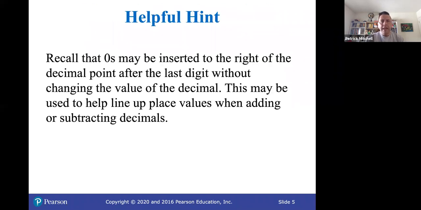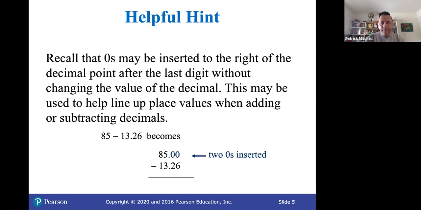And remember that you can add zeros onto the end of a decimal, and that will help you line them up. So for example, if you were doing 85 minus 13 and 26 hundredths, you would write that like this.